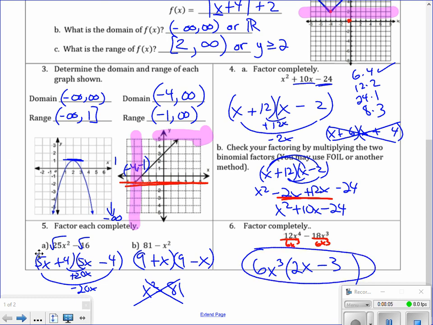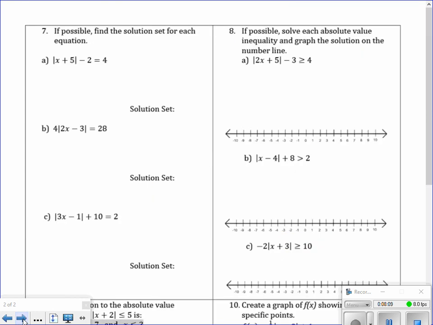And 2x minus 3 doesn't factor anymore, so you know you're set. All right, number 7, you're getting to equations here. So with equations, opposite value equations, you want to clean it up. So add 2 to both sides. So I have x plus 5 equals 6. And notice I wrote my opposite value bars.